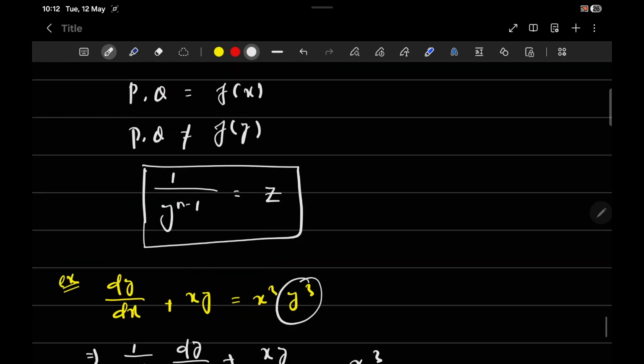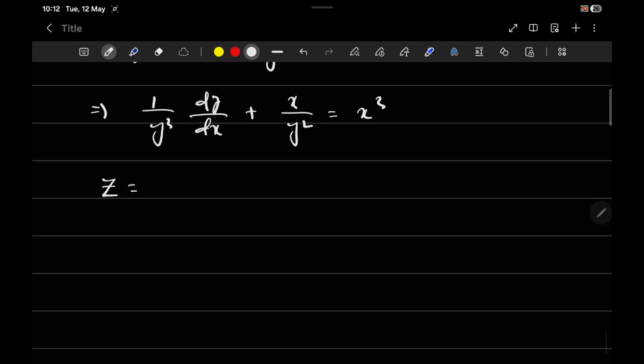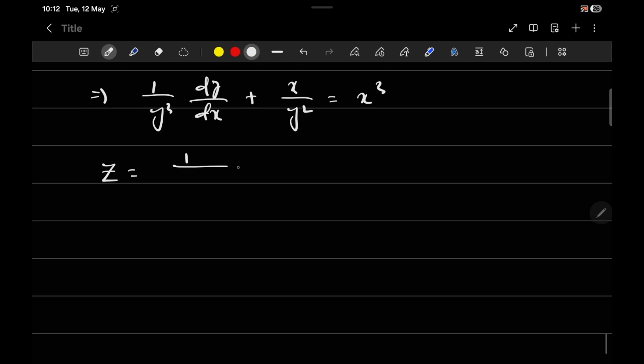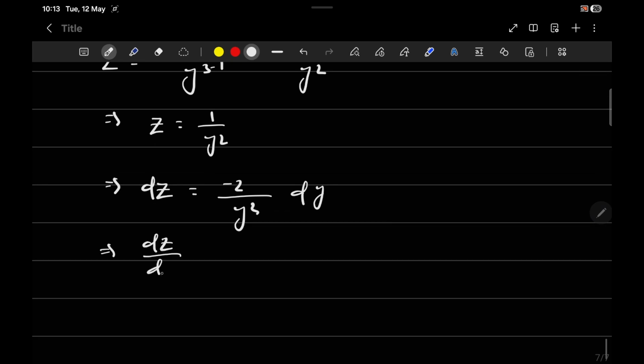Now we have the substitution, that is 1 by y to the power n minus 1 equal to z. So let's take z is equal to 1 by y to the power 3 minus 1, that is 1 by y square. So here z equals 1 by y square. Now dz will be minus 2 by y cube dy. That implies dz by dx is equal to minus 2 by y cube dy by dx.